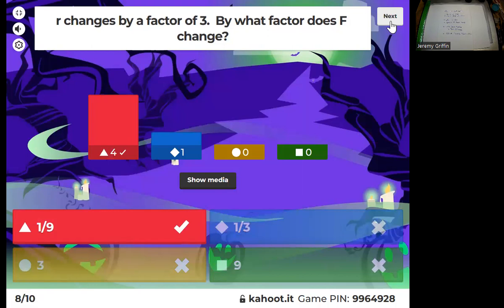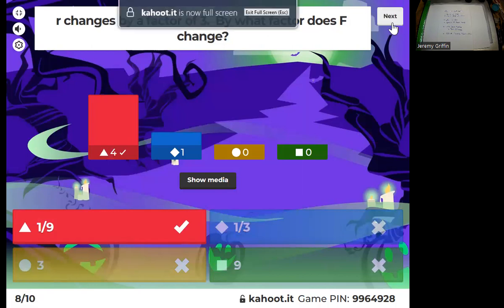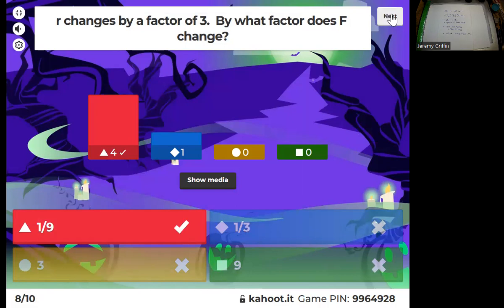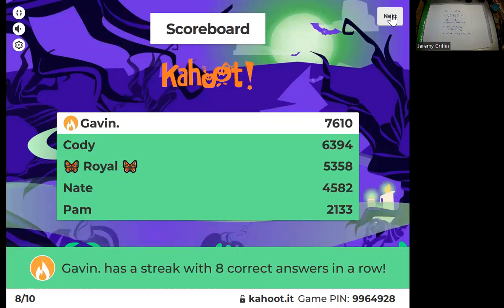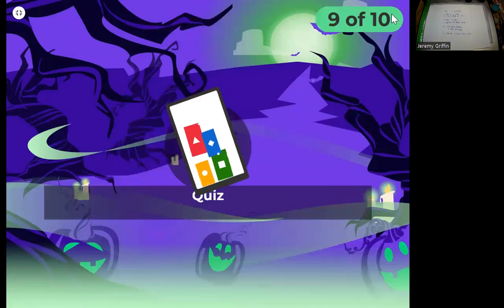Okay, you guys okay with that? All right. So 1/3 squared is 1/9. These last 2 questions, let's actually calculate some forces.